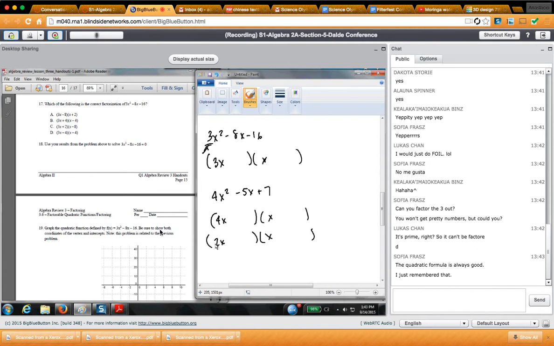I would use the quadratic equation or quadratic formula as you're mentioning, or completing the square, which is what we're doing today. But for now, let's just back out. Delete all this stuff. There we go. All right, let's finish this problem.